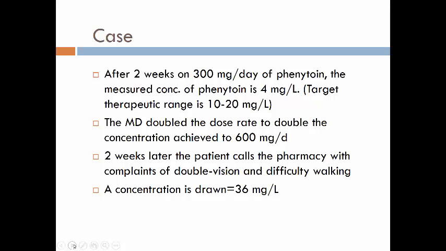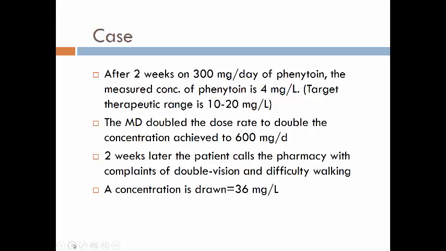So after 2 weeks on 300 milligrams a day of phenytoin, the measured concentration of phenytoin is 4 milligrams per liter. The target therapeutic range is 10 to 20 milligrams per liter, so it's low. So the physician thought, all right, I'll double the dose rate. So they were getting 300 milligrams a day. So if we go up to 600 milligrams a day, the concentration should go from 4 milligrams per liter to 8 milligrams per liter. It's still lower than the therapeutic range, but he didn't want to overdo it. So, or she, I don't know which.